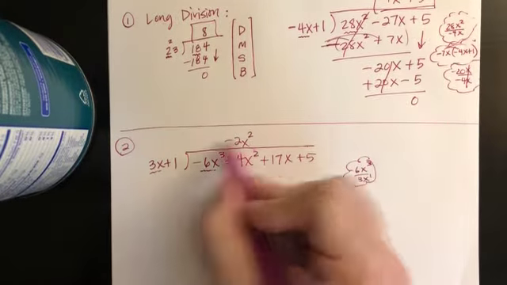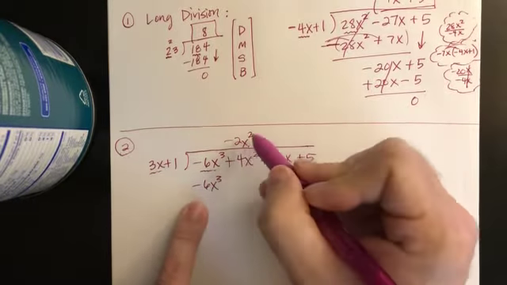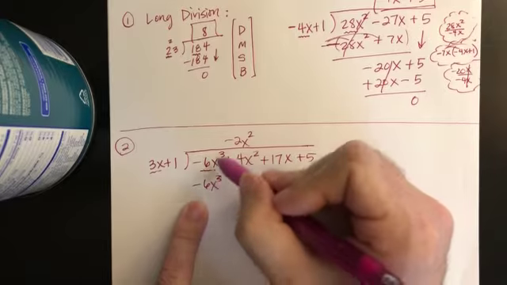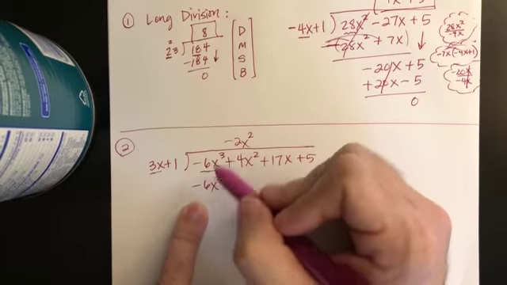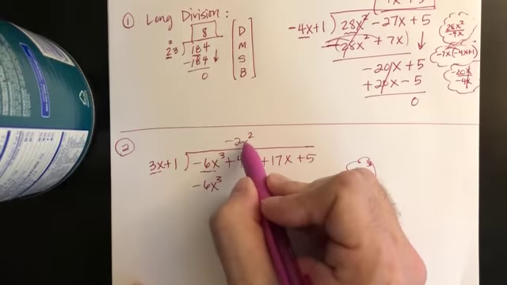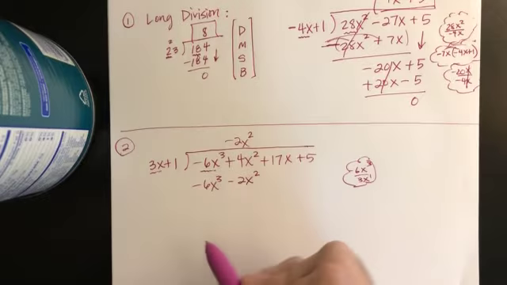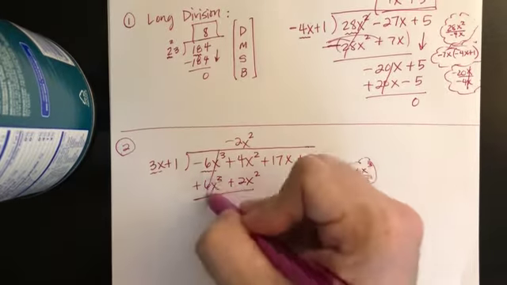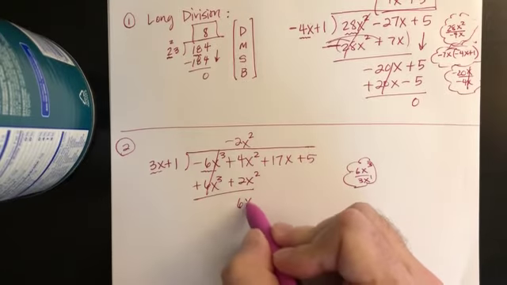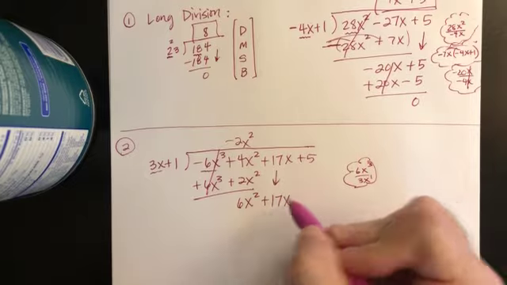A little bubble. Multiply, we get negative 6x cubed. And by the way, after you multiply what you found by the first term, if it doesn't match, you did it wrong. They have to match every time. Multiply negative 2x squared times 1, though, and you get this. Subtract means change the signs, then combine. So those cancel. 4 plus 2 is 6x squared. And then bring down just one term, 17x.